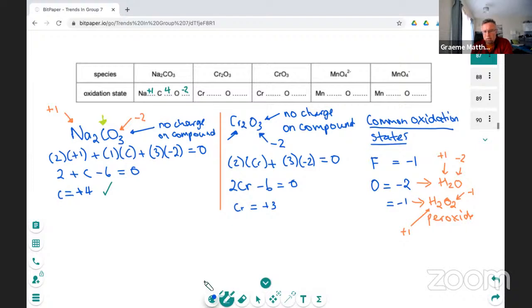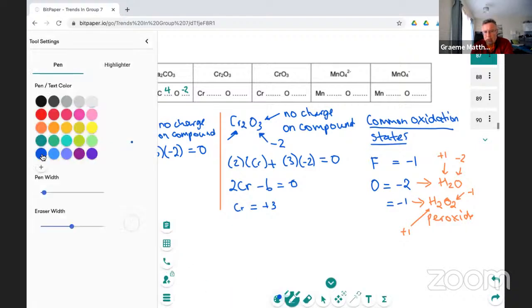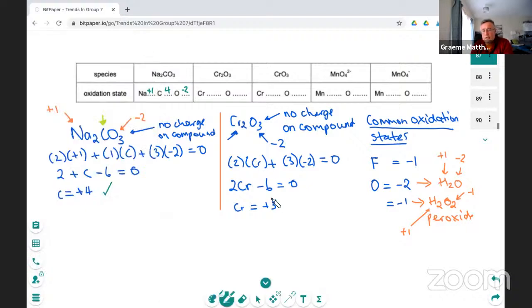Now again, stop, have a little think: does that make sense? Actually, it does, because we looked at the electronic configuration of chromium. You're thinking, yeah, it could lose 3 valence electrons and be chromium +3. Absolutely.